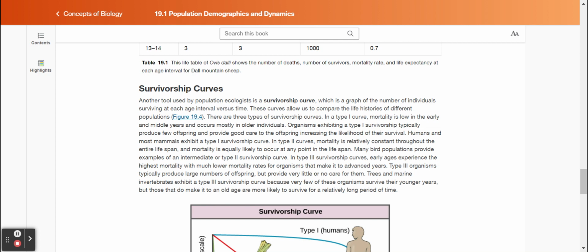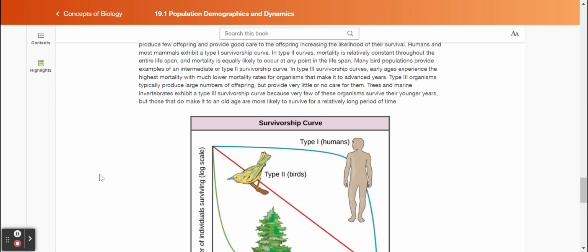In type 2 curves, mortality is relatively constant throughout the entire lifespan, and mortality is equally likely to occur at any point in the lifespan. Many bird populations provide examples of an intermediate or type 2 survivorship curve.